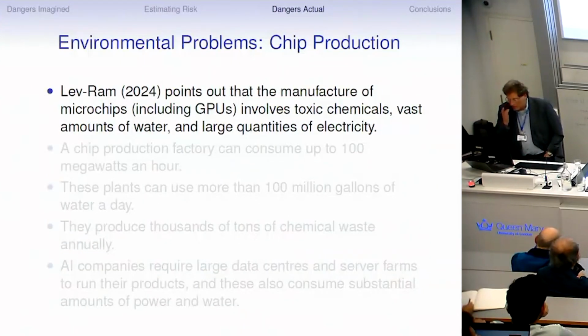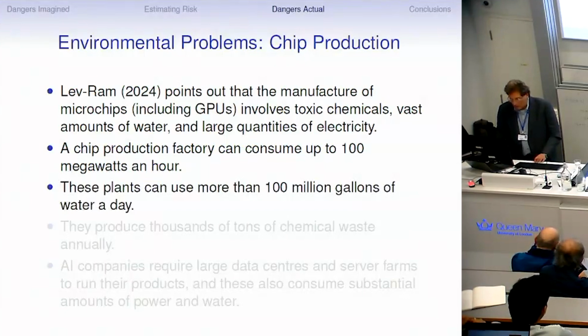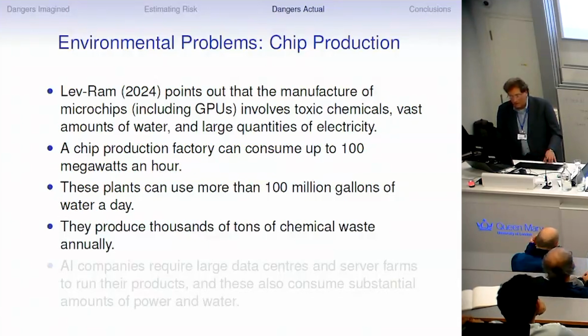The problems extend into chip production with toxic chemicals, amounts of water being huge. So a chip production factory can consume up to 100 megawatts of electricity an hour. We're talking about GPU as well as CPU. And they could use more than 100 million gallons of water a day. And they produce literally thousands of tons of chemical waste annually. These are not clean industries.